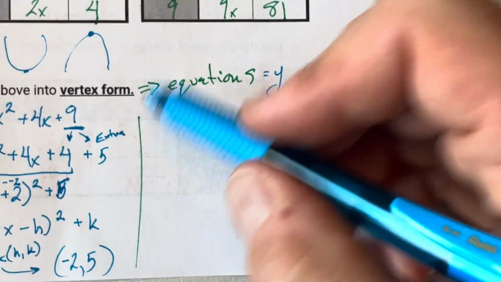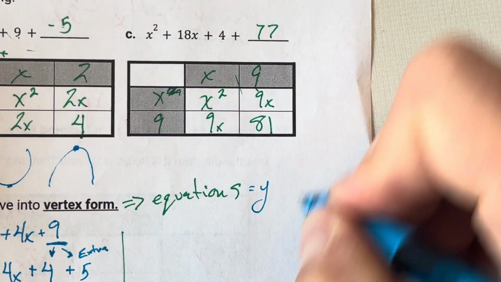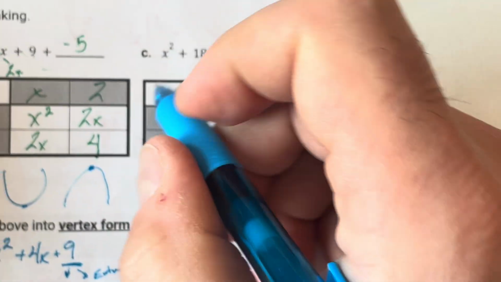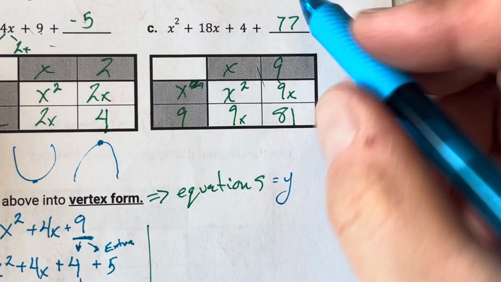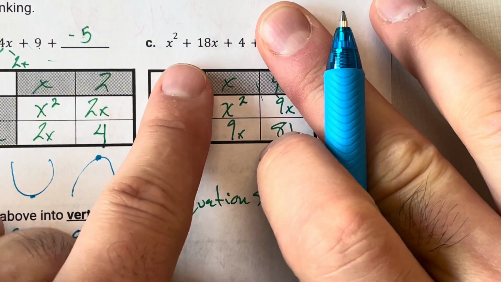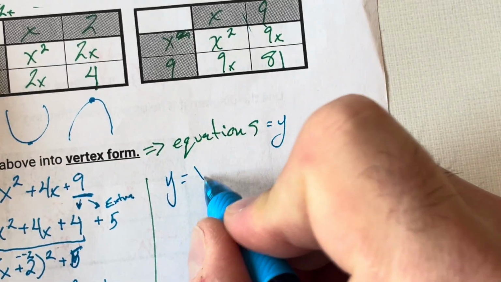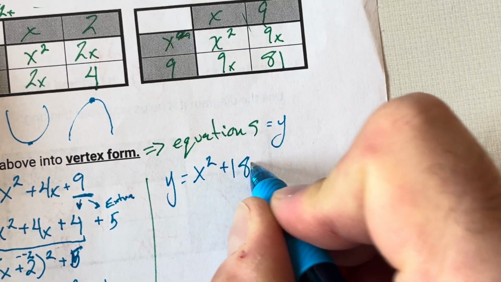Okay, let's look at the last one. How do we take this and rewrite it into vertex form? Well, we already did it as a perfect square. All right, we need that number down here to be an 81. So if I were to take the original, what was the original? X squared plus 18x plus 4, and write it y equals x squared plus 18x plus 4.